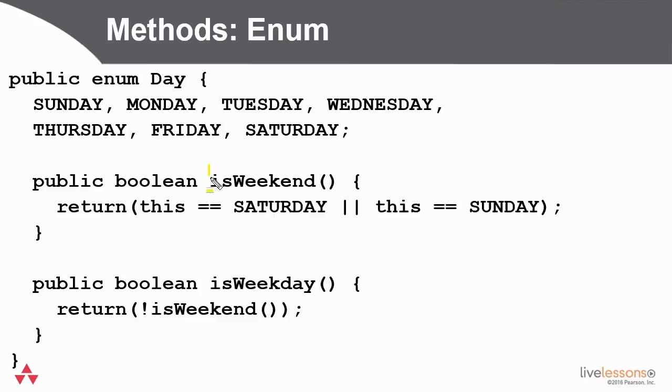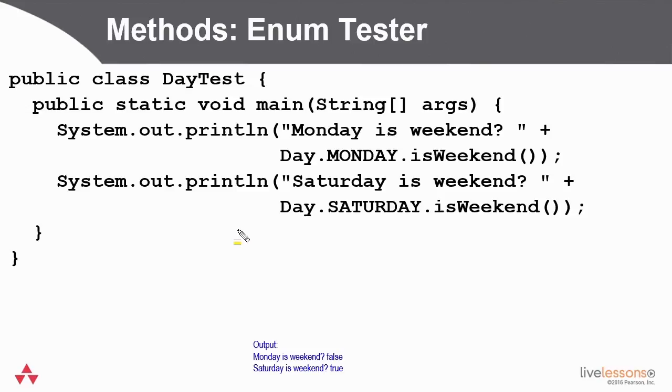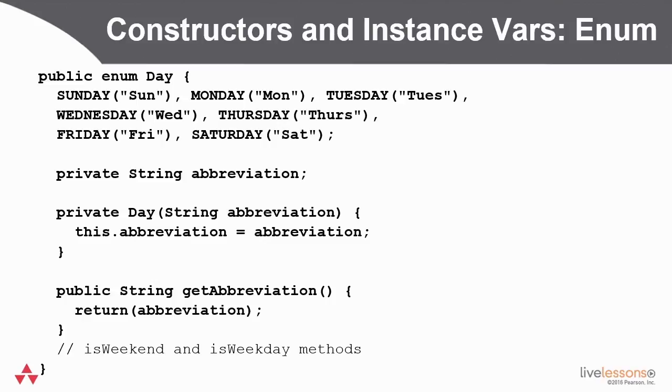We can make a method called isWeekend. Am I Saturday or Sunday? And then I can look up an instance and call the method on it. And so it'll say no if you call isWeekend on day.Monday, and it'll say yes if you call isWeekend on day.Saturday. So enums are classes. Classes can have methods. Enums can have methods. Enums can also have constructors.